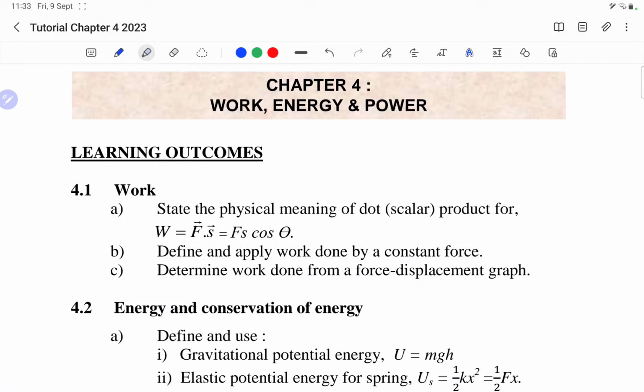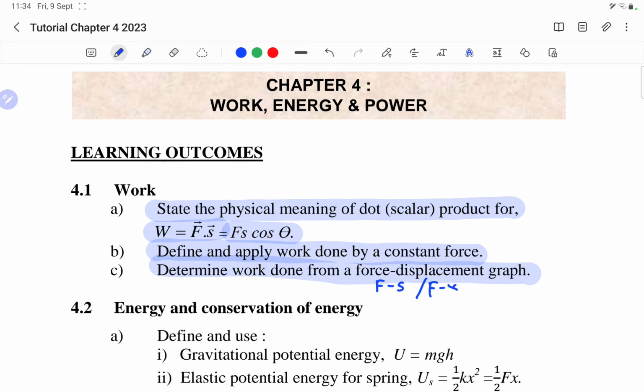Tutorial for Chapter 4, 4.1 Work. So the learning outcomes: the first one is to state the physical meaning of the dot product for W equals vector force dot with vector displacement. Okay, so the formula is F s cos theta, because for dot product we use cos, for cross product we use sine. Then B, define and apply work done by a constant force. Next, determine work done from a force-displacement graph. So this is the F-s graph, or also sometimes written as the F-x graph.